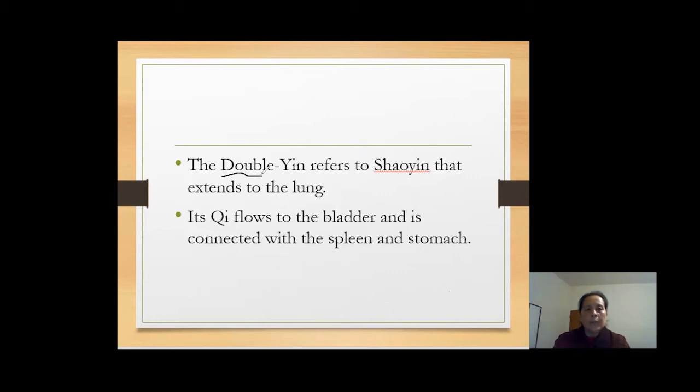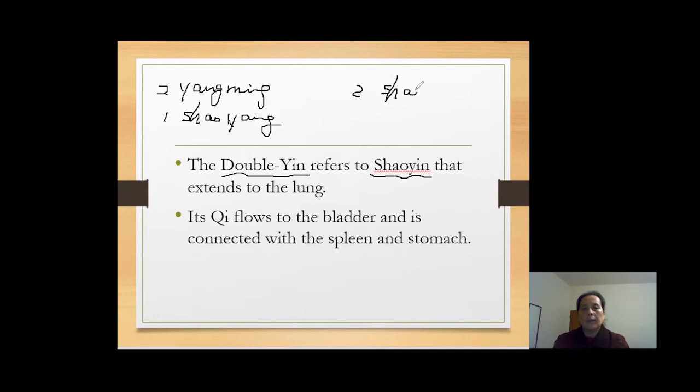Then we talk about double yin. Double yin means shao yin. We say double yang is yang ming, and one yang is shao yang. But when we talk about the yin condition, it's different. Double yin we call shao yin. Tai yin and tai yang are the same.